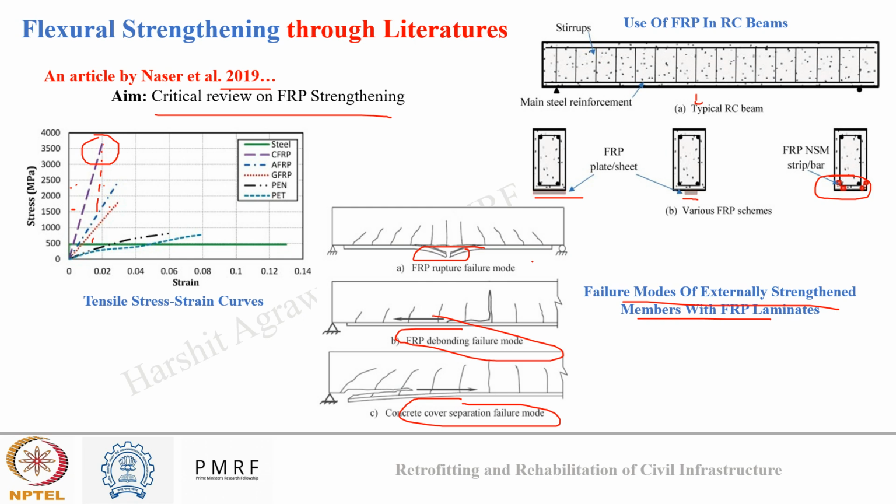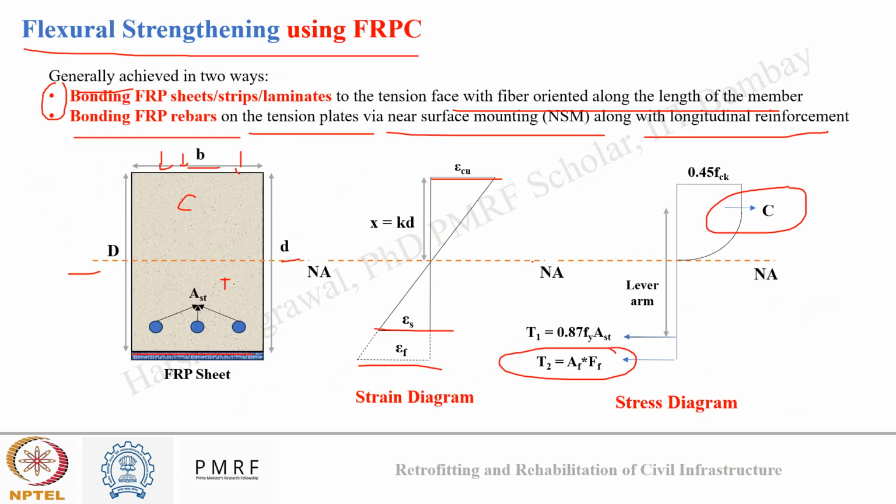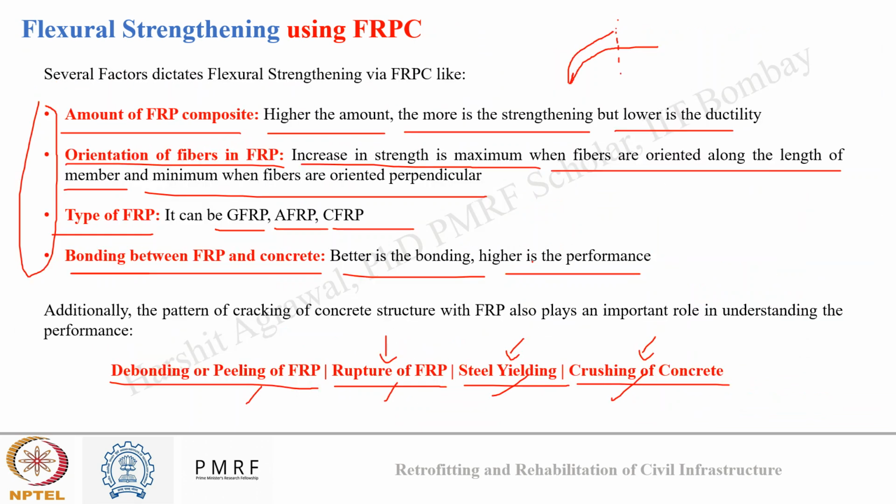Okay, so I hope everyone is clear with this discussion part of flexural strengthening using FRP. We talked about how FRP is used in flexural strengthening, why it provides flexural strengthening, and several factors on which the amount of flexural strengthening using FRP depends. For each of these factors, we saw a lot of literature, how the literature has studied different variations and what results they observed. And we saw different kinds of failure also, in what case what type of failure is observed.